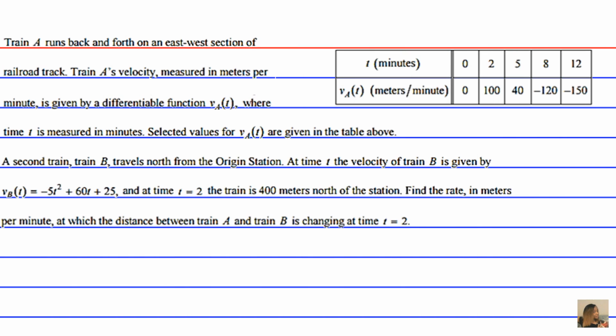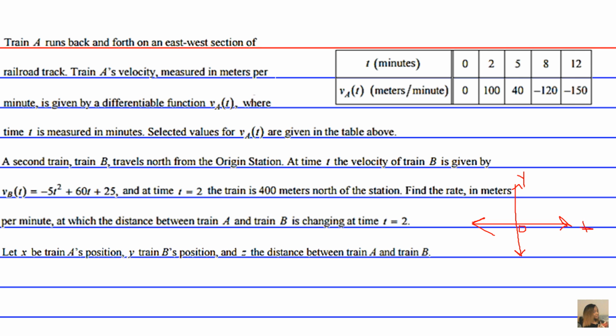All right, so basically what we're going to do is we're going to let x be train A's position because we're told that it travels from east to west. So let's draw this out a little bit. So this can represent train A traveling from east to west. And we know that t is also on the horizontal axis. And this can be origin station, okay? And we're going to put a vertical in here.